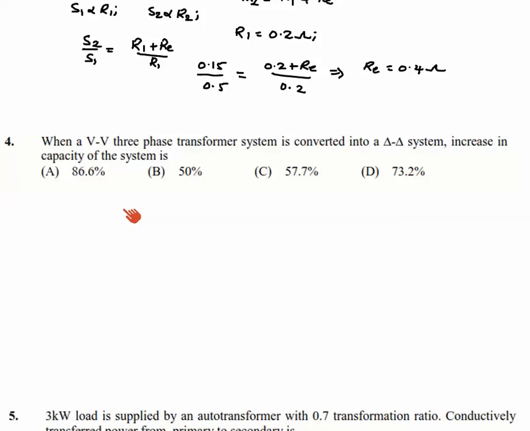The next question here: when a VV or open delta three-phase transformer system is converted into a delta-delta system, the increase in capacity of the system is. Normally, a delta-delta system gets converted into an open delta system. Suppose, for example, the delta-delta system has 100 kVA capacity. When one winding is open circuited, then we will have 57.73 kVA as the capacity of this open delta winding.